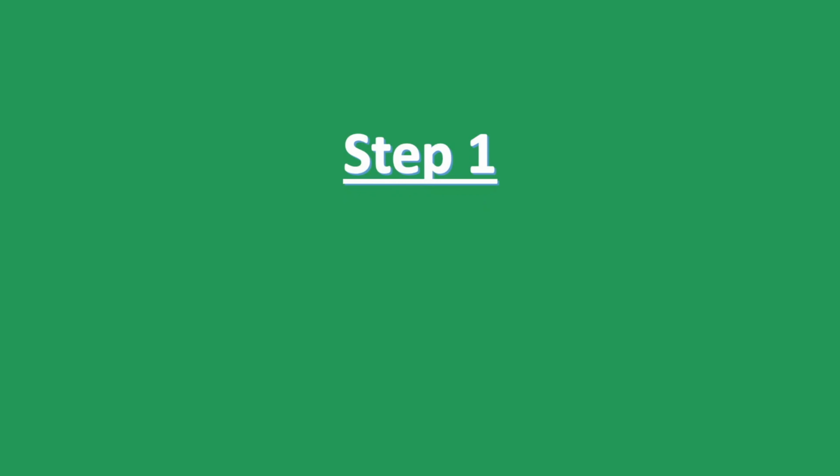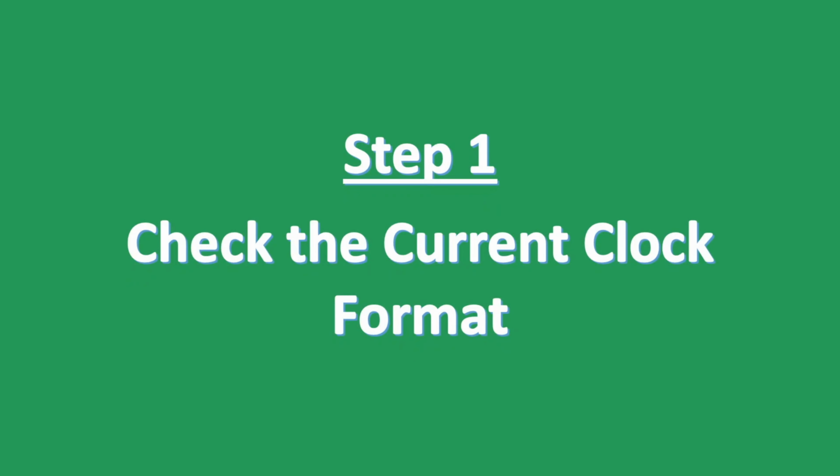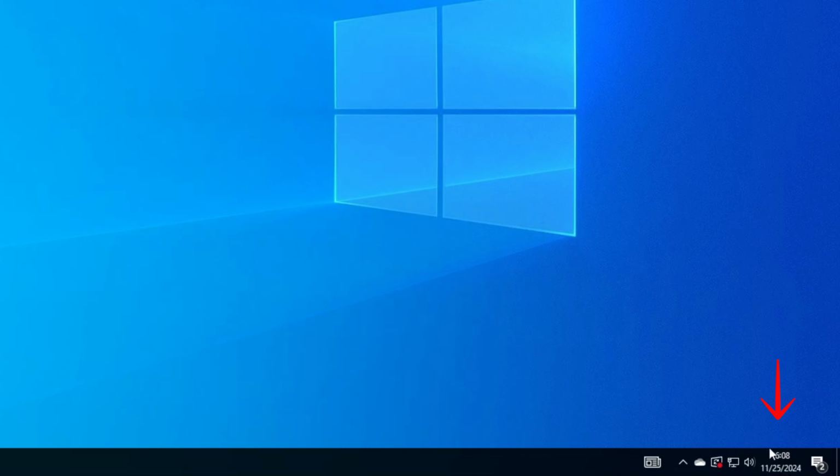Step 1. Check the current clock format. First, let's take a look at the clock. As you can see, it's currently in the 24-hour format, displaying something like 16:08. Let's change this to the 12-hour format.